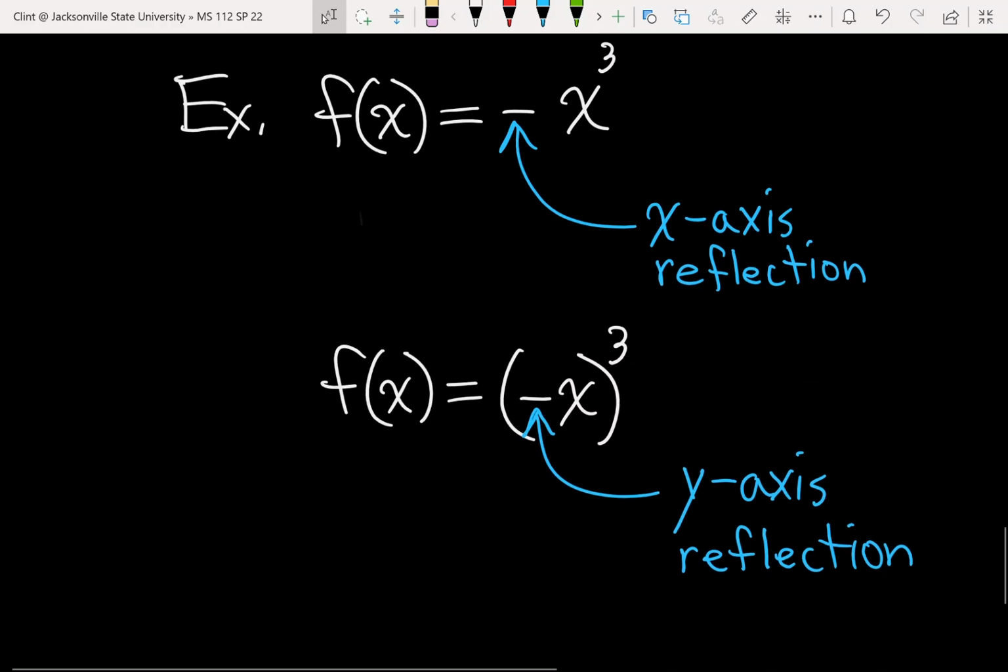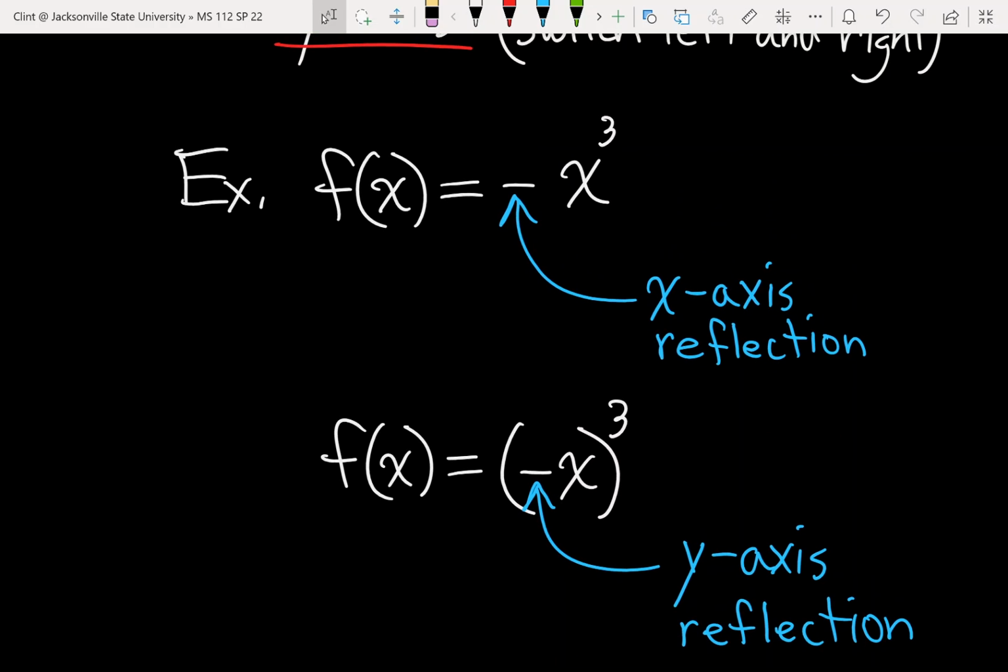So with this function, if you remember the basic shape, well, it's going to look like this. So if we do an x-axis reflection, x-axis reflection means it flips over. So top flips down to the bottom, bottom flips up to the top. Okay. You'll see why this one's a little bit confusing.